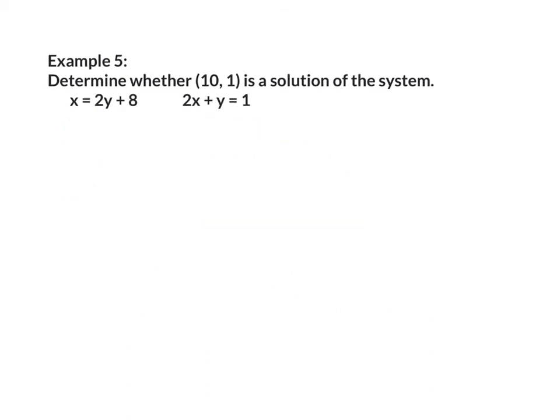Example number 5. Determine whether 10, 1 is a solution of the system. I have the equation x equals 2y plus 8 and the equation 2x plus y equals 1. I need to take the coordinate and plug it into both equations. If the left-hand side equals the right-hand side for both equations, then it is a solution. If it doesn't work out for one of the equations, then it is not a solution. So first we're going to label. 10 is going to be my x value, and 1 is going to be my y value.